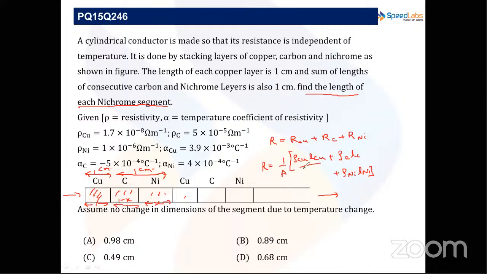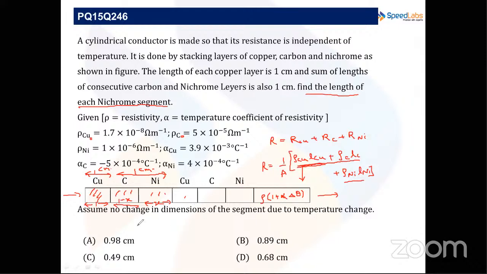Now this is R. Now R changes due to what? Both of these things are going to change. Resistivity will become rho equals rho naught times 1 plus alpha delta theta, since they have given the temperature coefficient of resistivity. So everything is going to change. So you just need to write that this is equal to the original thing. Let us say the temperature changes by delta theta. Then what will be the original thing? The resistivities are given, these are the rho naught values and alpha values are given.